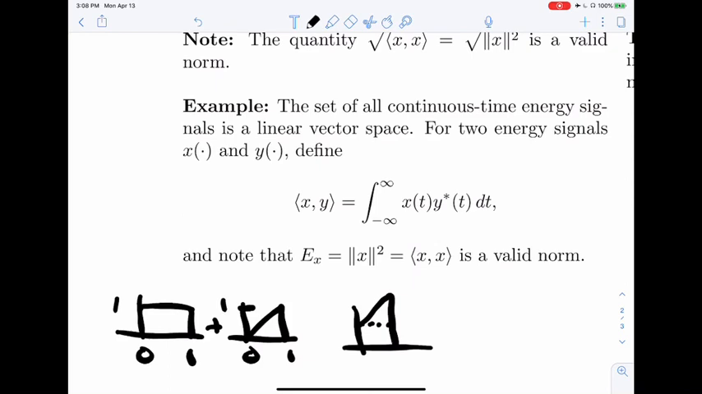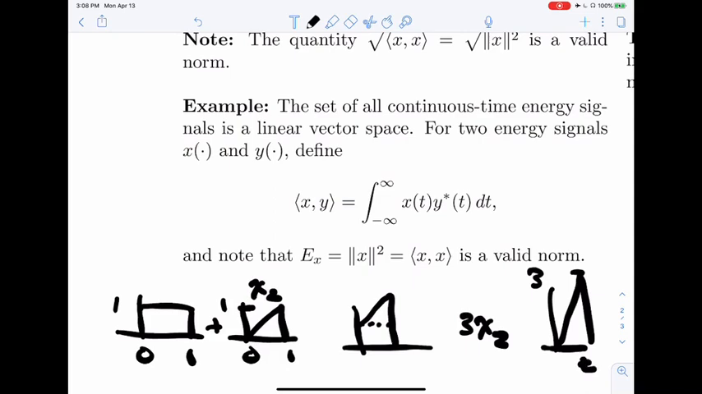I could also scale multiply these guys. If I took the second signal there, let's call that guy x2, and if I did 3 times x2, what would that mean? Well, I scale that guy so that its amplitude gets bigger. Each point as a value of t is going to get multiplied by that scale factor of 3. So we have a lot of experience in adding signals together and scale multiplying signals. Those are things that are obvious. So the set of continuous time energy signals forms a linear vector space.